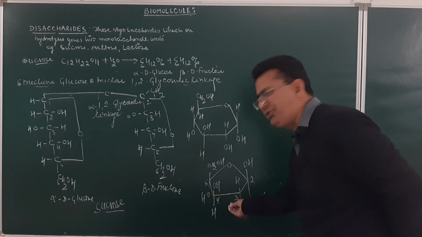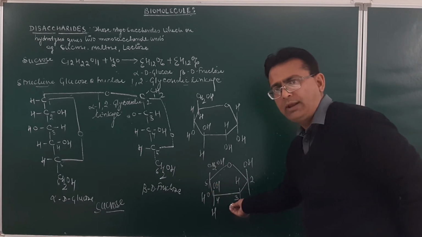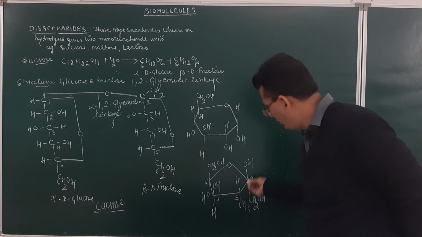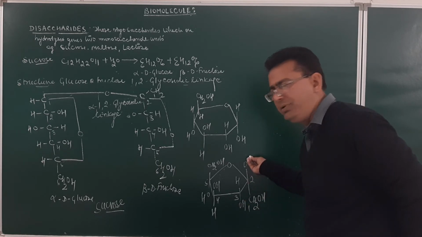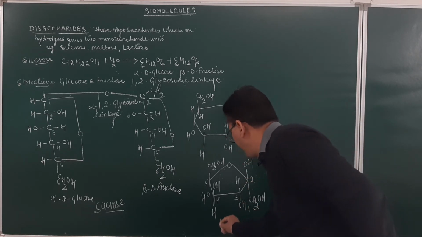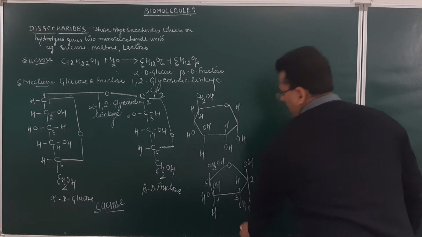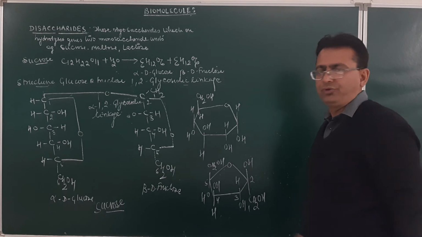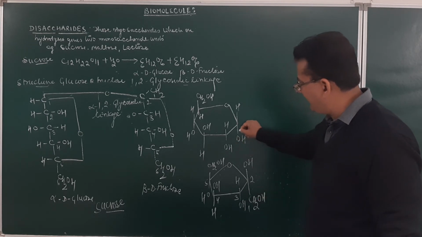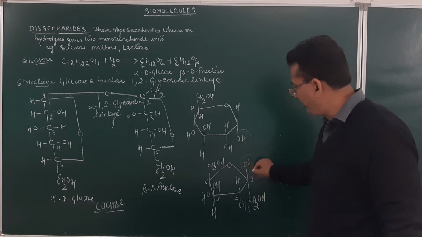So what type of structure? Furanose. And this is what? Fructose. OH group is toward the top. So it is beta dextrofructose. This over here is beta dextrofructose. Now, this is alpha dextrofructose. This OH group is toward the lower side. So alpha. This OH group is toward the upper side.